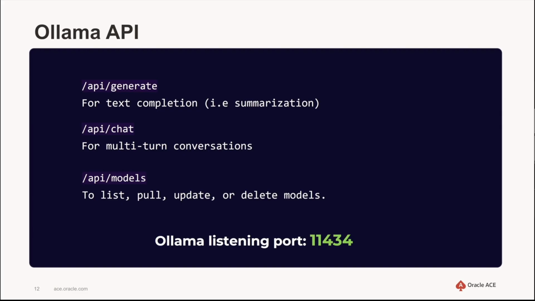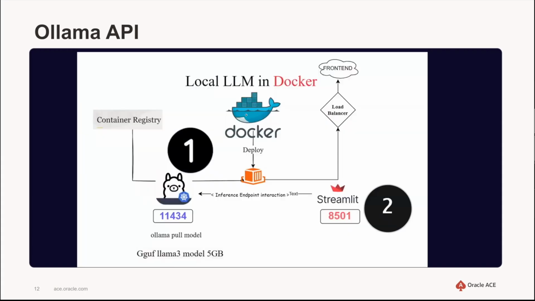And the default listening port is 11434. That's the main port. You can change it obviously, but that's the known port used by Ollama, 11434. As an example, you can deploy Ollama in Docker or Kubernetes or anywhere you want, and it would start to listen on that port.